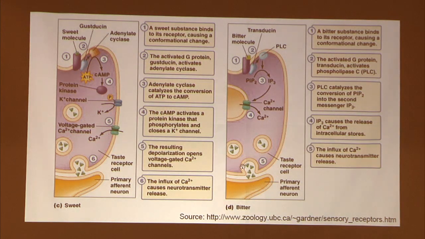But so bitter is kind of like the other transduction thing we had, where we have phospholipase C catalyzing PIP2 to IP3, and then IP3 is opening calcium channels inside the cell, so the endoplasmic reticulum or the sarcoplasmic reticulum. And then calcium is releasing neurotransmitters. So the big thing is calcium is what's releasing neurotransmitters. So if there's one thing to take away, it's calcium causes the release of neurotransmitters.